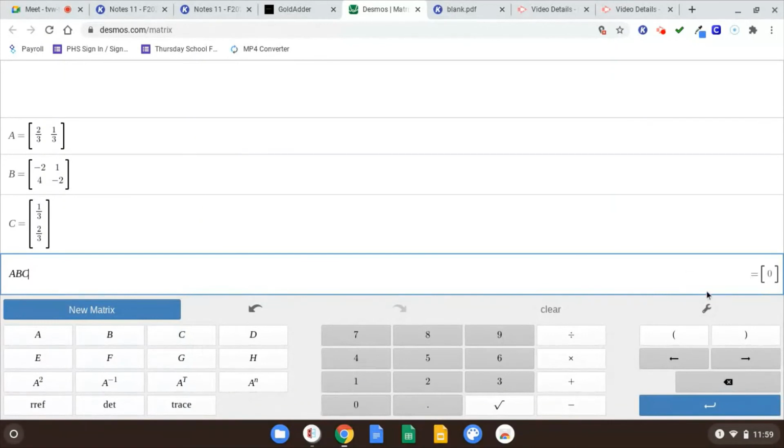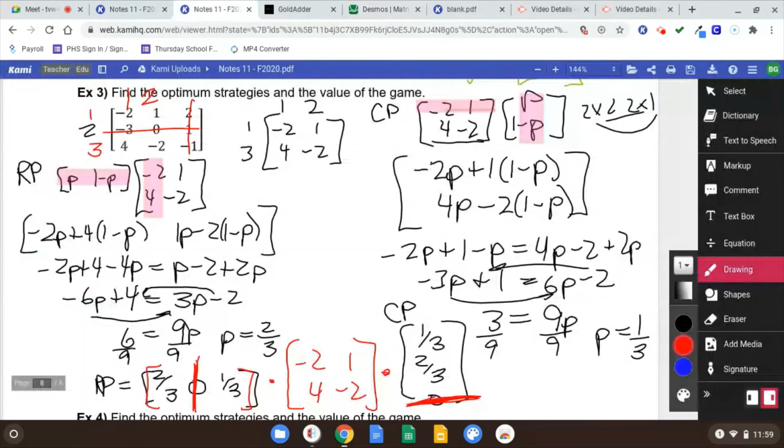And we get 0. So that doesn't happen very often, but that's fine. That's good. The value is 0. Remember what that means. It means that this is a fair game.